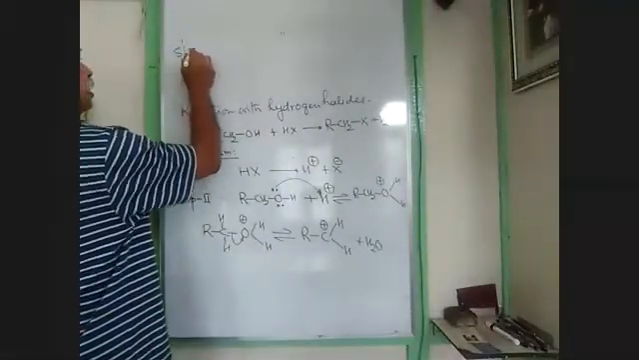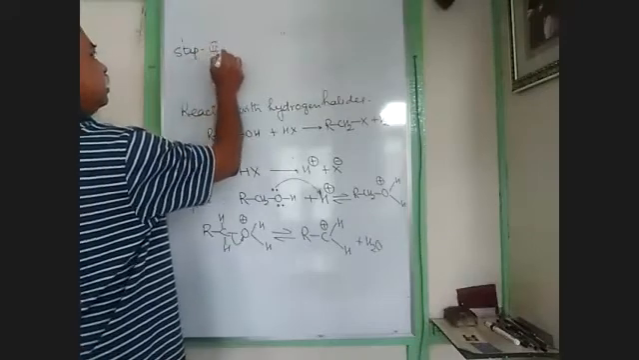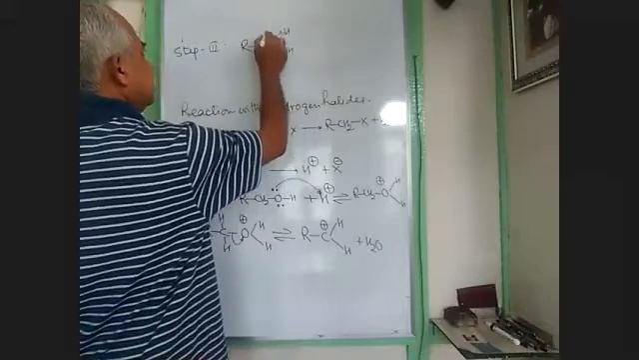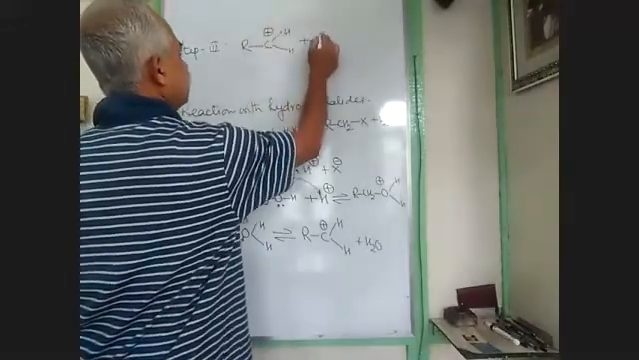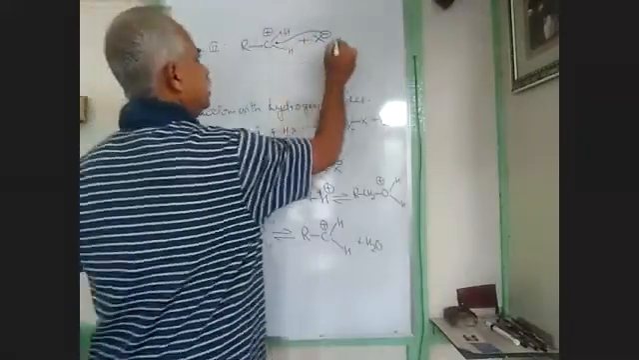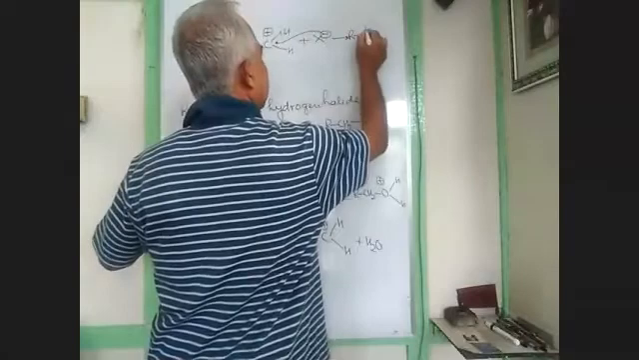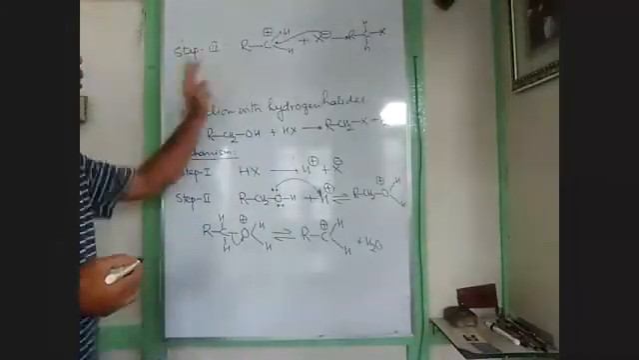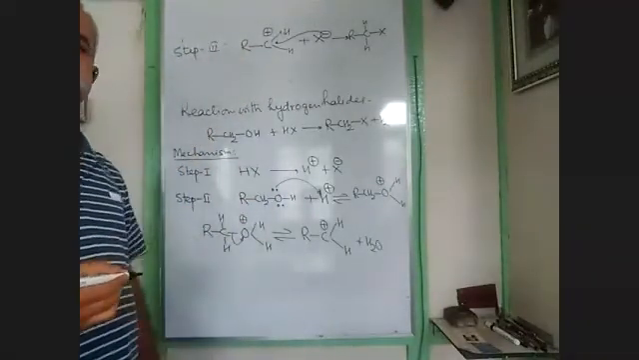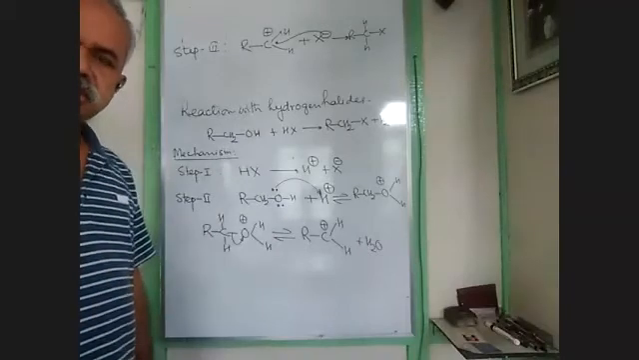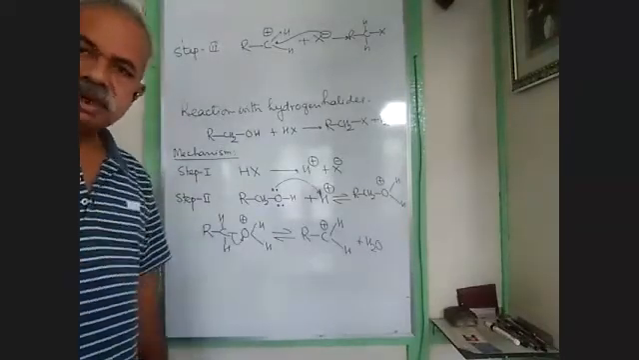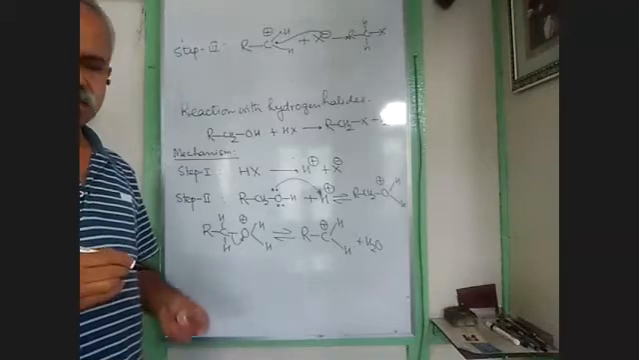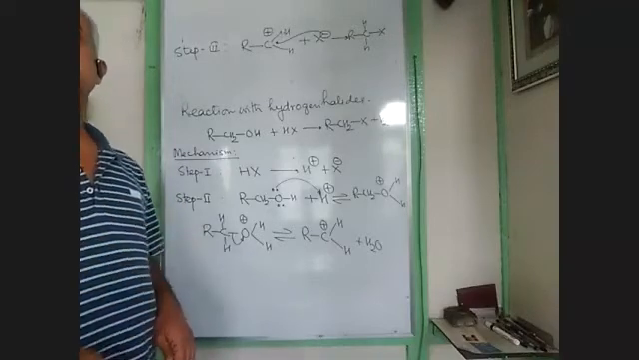So step 3. In that case, we'll find R CH2 plus and X minus. It will give you R CH2 X. Clear? So this is the whole mechanism of formation of haloalkanes. Though you are going to get this video, my request is, please write down this mechanism. Once you write it by your hand, 50% will go to your memory. Please write.